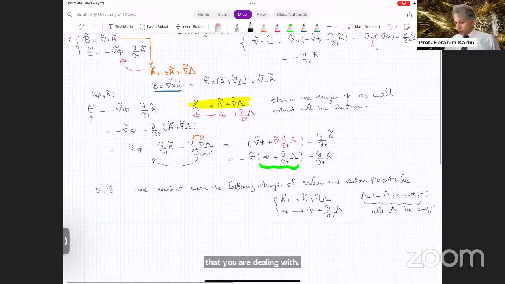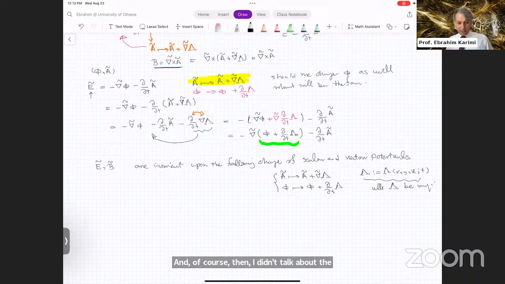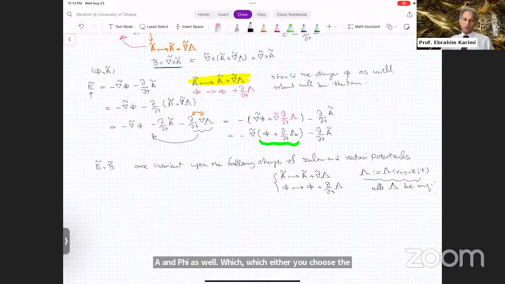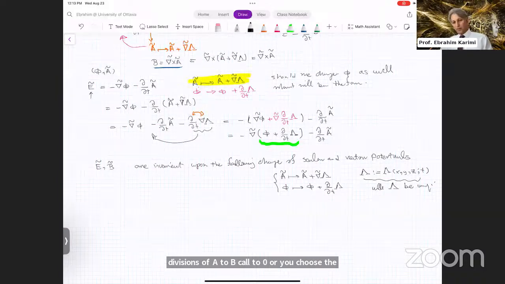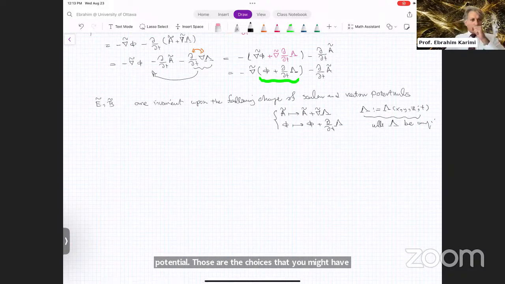And of course, I didn't talk about the Lorentz gauge or radiation gauge. It is something that you can look into by yourself. So there is a relationship between A and phi as well, where either you choose the divergence of A to be equal to 0, or you choose the divergence of A to be equal to minus mu 0 epsilon 0 times the time derivative of the scalar potential. Those are the choices that you may have. You may even have other gauges as well.